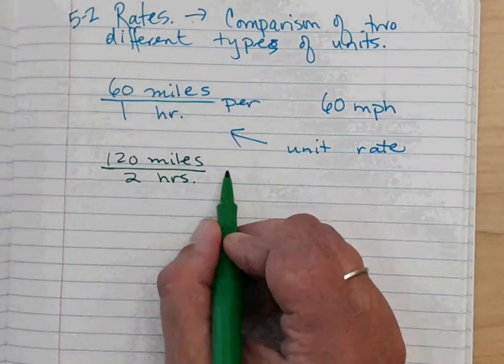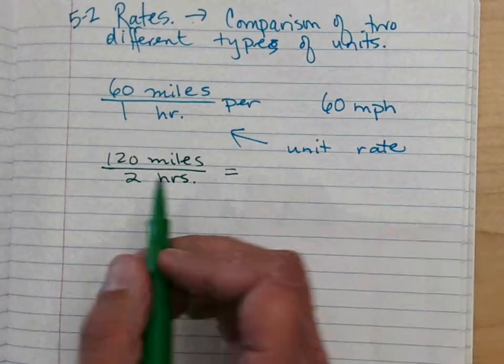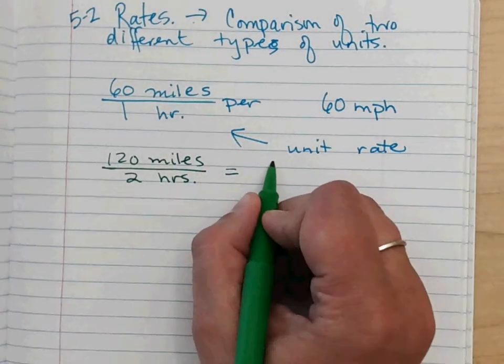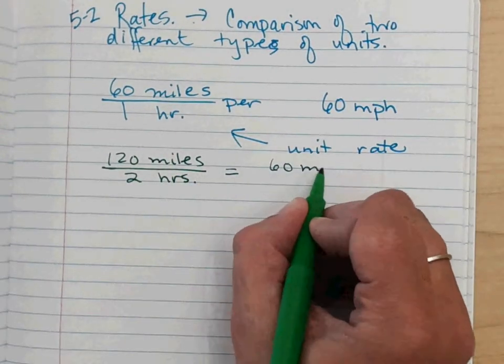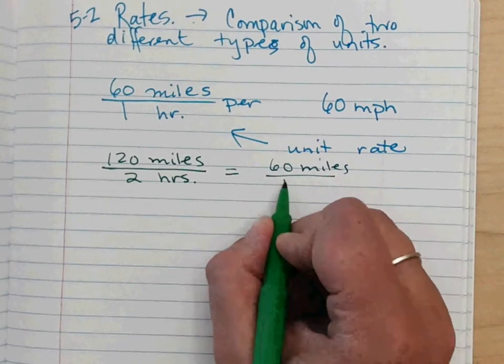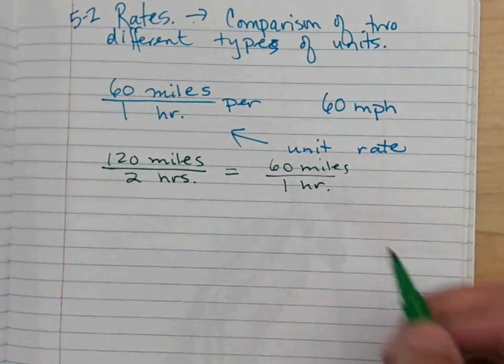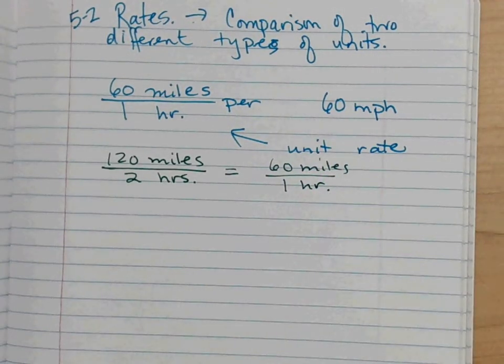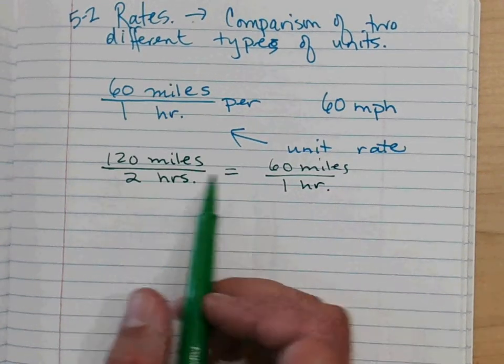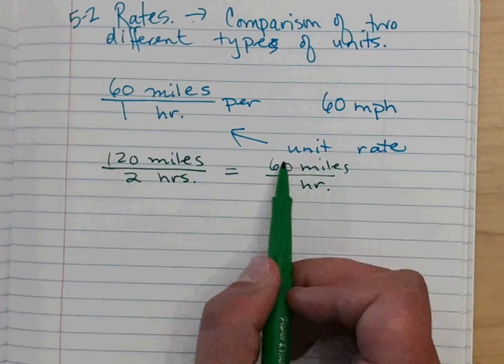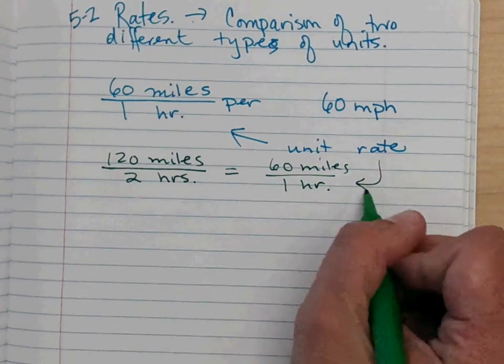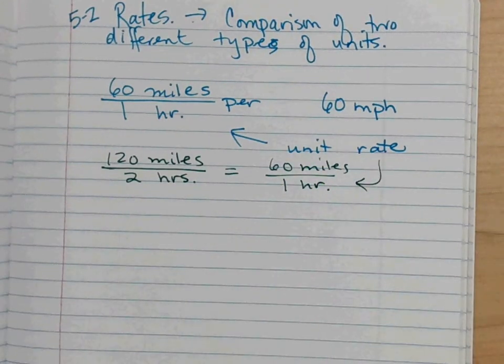But just like with ratios, we can still reduce these. You might notice that this one reduces down to 60 miles per 1 hour, and I must keep those units on there because again they don't cancel out. They're not the same unit. So the unit rate is the reduced fraction where the denominator is 1. So let's come up with some different kinds of examples.